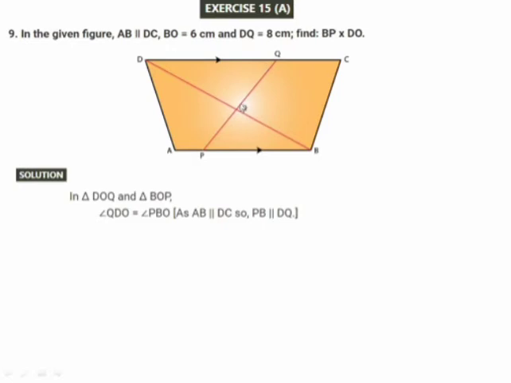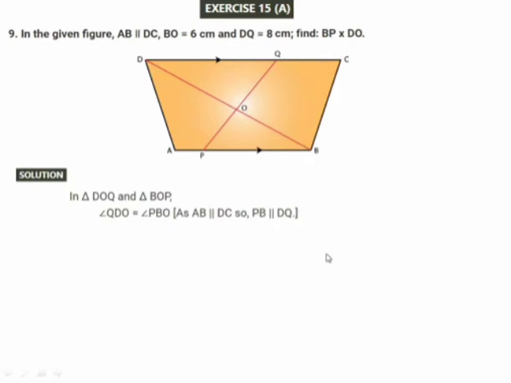Now in these triangles, see QDO. This angle is equal to PBO, that is this angle. Why? Because you can see there is a Z kind of figure, so they are alternate angles. It's not written yet, right? Since they are alternate angles.